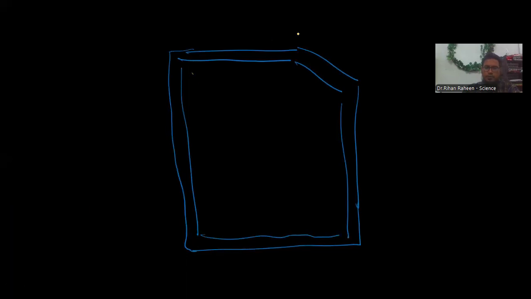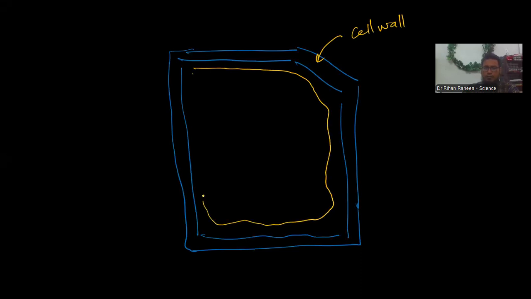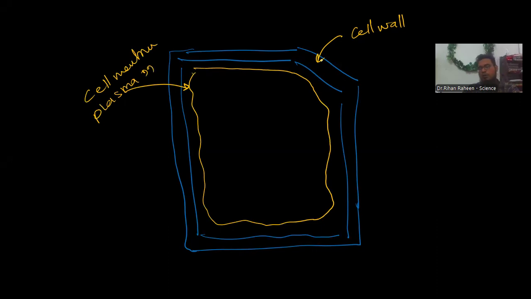The outermost part of the plant cell is the cell wall. Cell wall is made out of cellulose. Inner to the cell wall, we have a membrane, the plasma membrane, or cell membrane. It is made out of phospholipids and protein. Okay, now these are the parts.